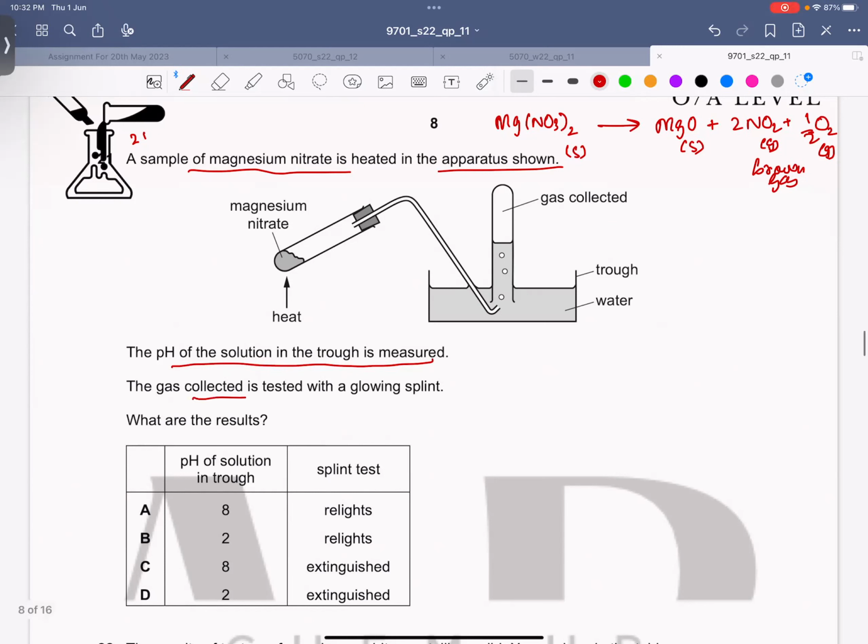The gas collected is tested with a glowing splint. So magnesium oxide is a solid. So we are getting two gases. One is NO2. NO2 is water soluble and acidic as well.